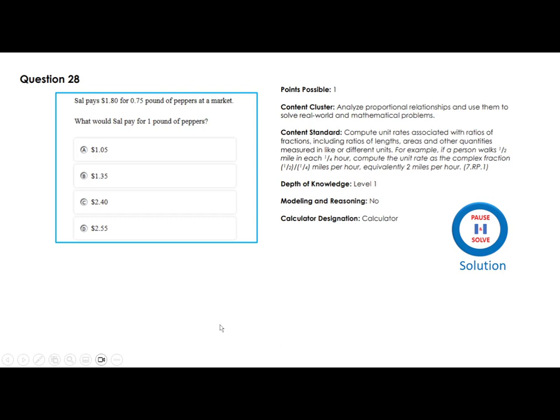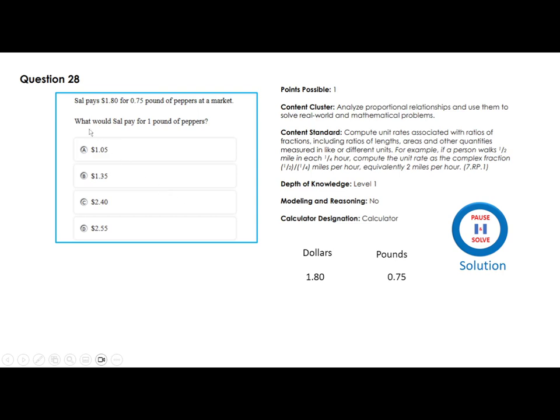Sal pays 1.80 for 0.75 pound of peppers at a market. What would Sal pay for 1 pound of peppers? It's many questions. You use proportions. Okay, that's the easiest way of solving the problem. So you set it up this way. You say I have dollars and I have pounds. Okay, $1.80 to 0.75 pounds.